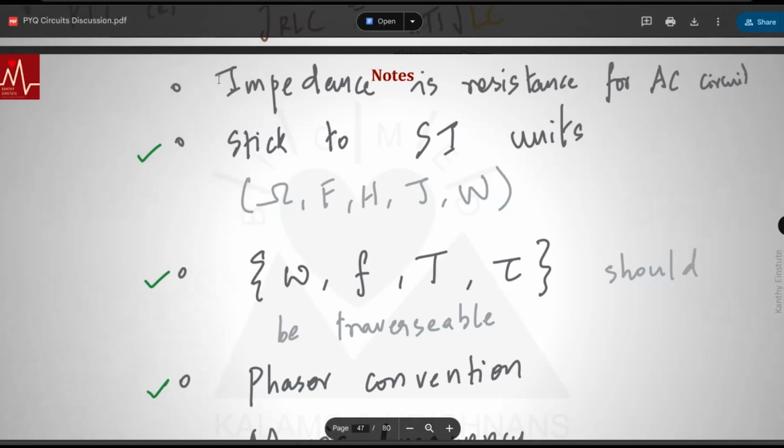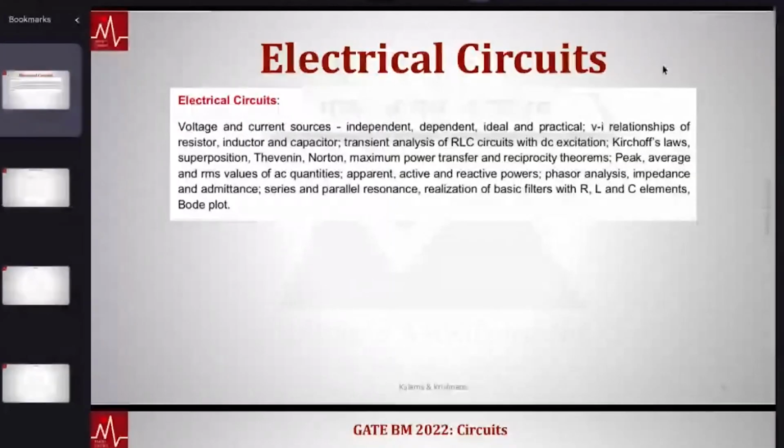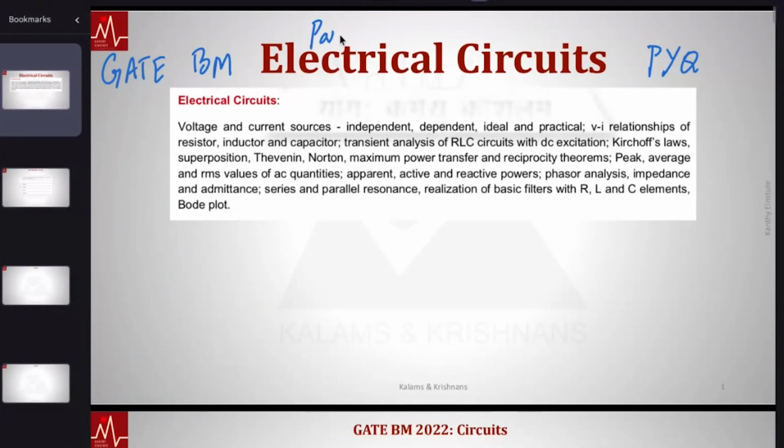And then I am going to treat most of the PYQs as a resistance circuit, because I know how to do calculations with impedance. I'll show many examples. That is, we are discussing electrical circuits, PYQs from the BM paper, and this is actually part 4 of the 4-part series.